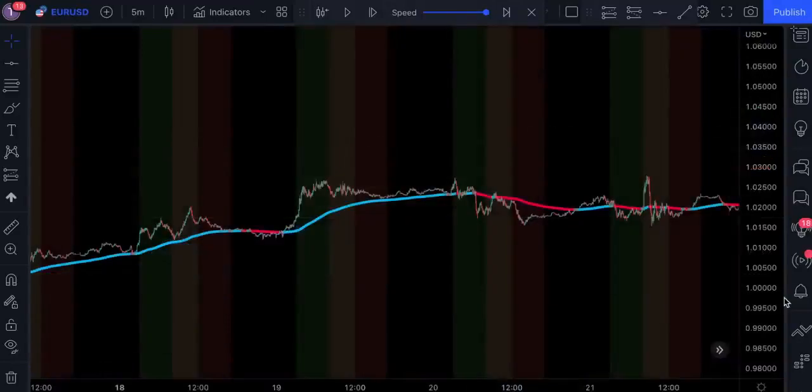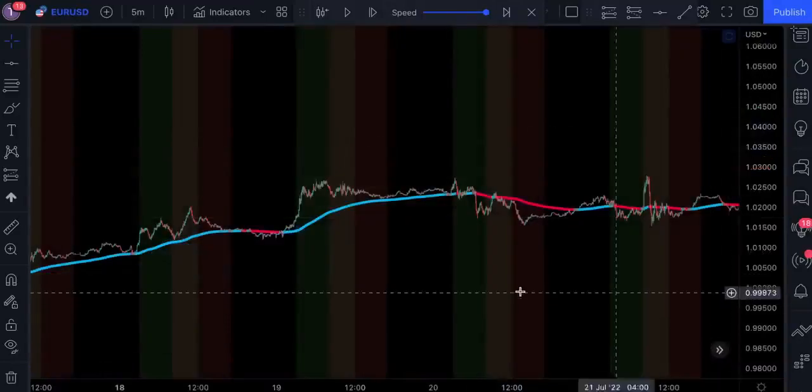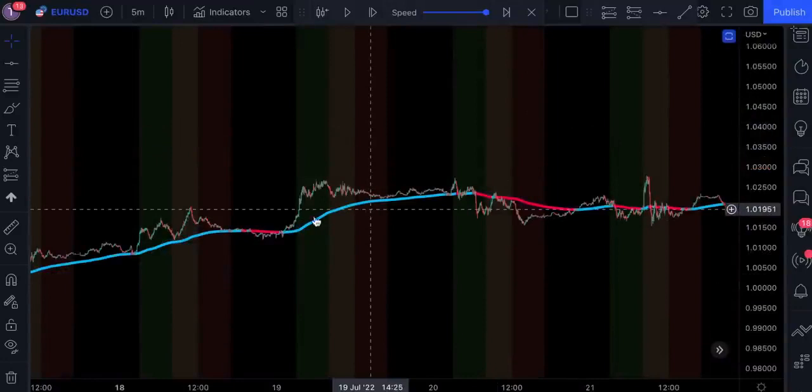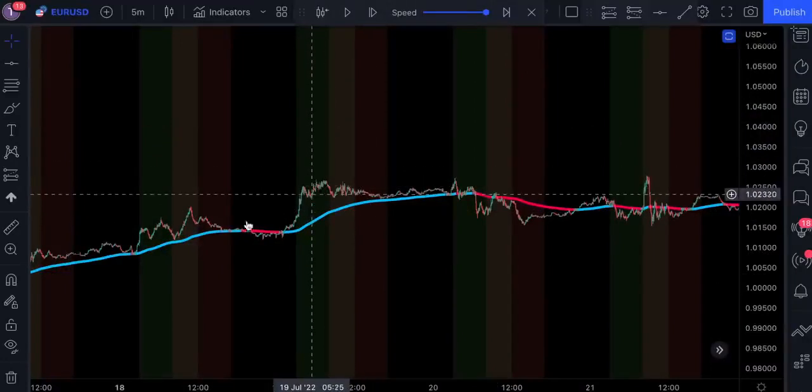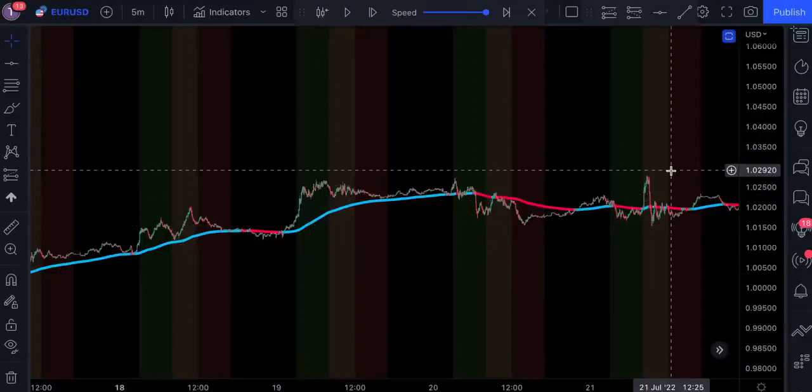If we zoom out, we can see that during these sessions the price action is moving the most. We can see that the level of volatility at these particular sessions is really high, and these are the times when big banks such as Bank of America, JP Morgan and HSBC are entering the market.